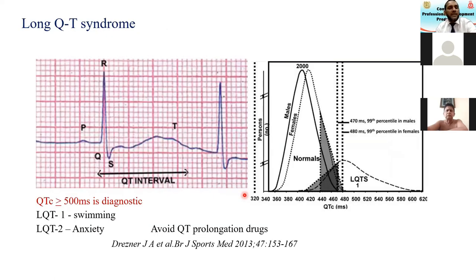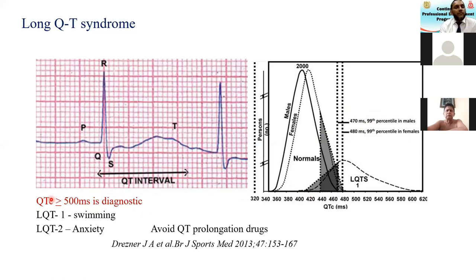Long QT syndrome is another channelopathy, involving mostly the potassium channel and the sodium channel, and there are different types: long QT 1, 2, 3. If you look at long QT syndrome, the QT interval is the consideration here. Usually the upper limits of the QT interval are 470 milliseconds for males and 480 for females. That is the upper limit. But with athletes, it's a common consensus that any corrected QTc of more than 500 milliseconds is diagnostic.